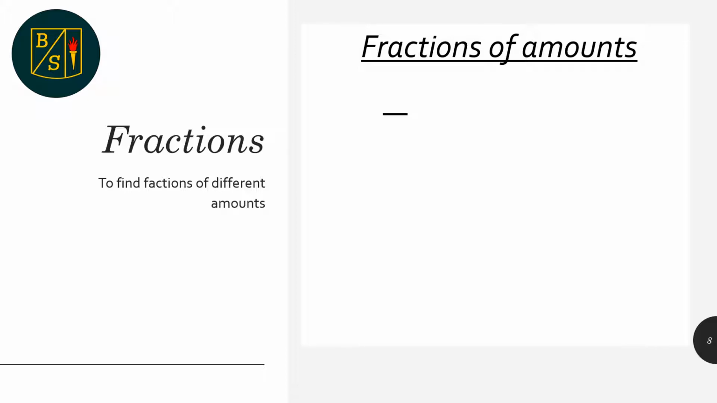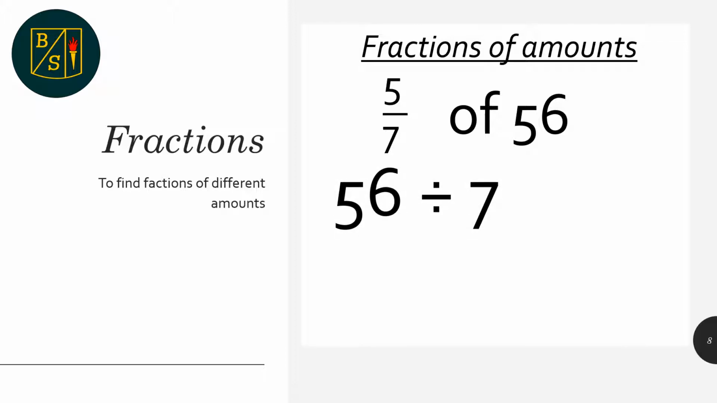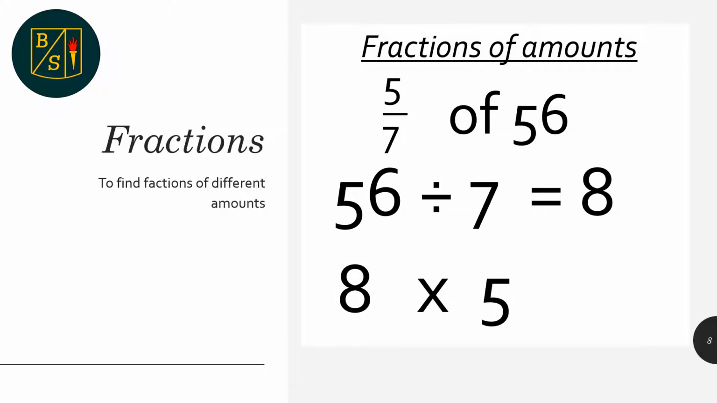This can work for any fractions of amounts. For example, if the children were asked to find 5/7 of 56, what they would be asked to do would be to take the 56 and divide it by the denominator, which is 7, and that would give them the answer of 8. They would then take this 8 and multiply it by the numerator, which in this case is 5. 8 times 5 to give us the answer of 40.